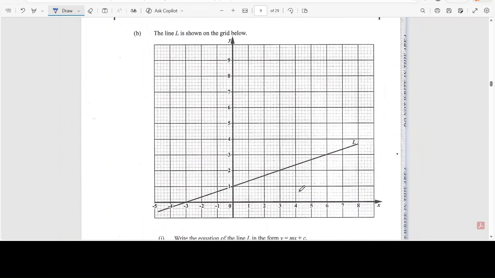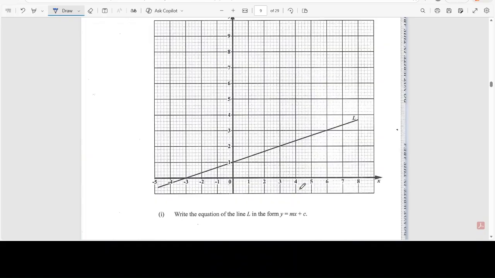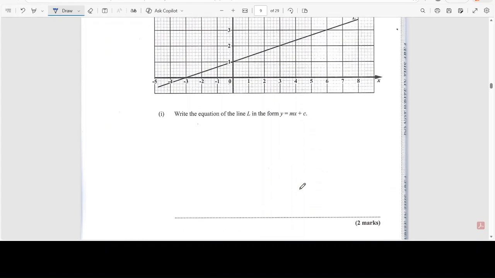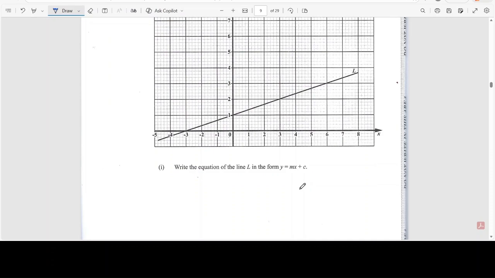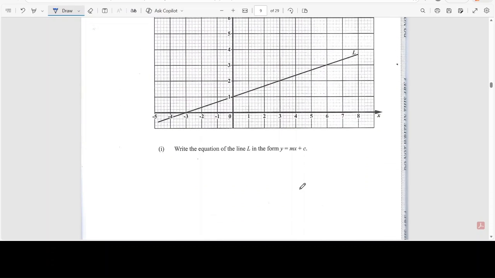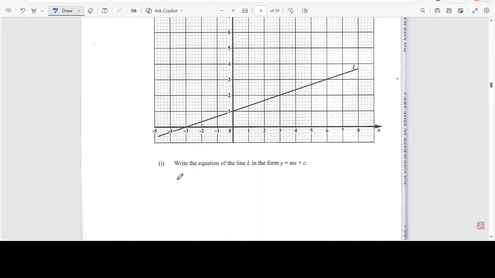Part D. The line L is shown on the grid below. Write the equation of the line L in the form y = mx + c. Right, 2 marks. So we need to get the gradient. Let me choose 2 points. Let me choose that point, and this point here. This coordinate here would be (-3, 0), and this coordinate here would be (0, 1).